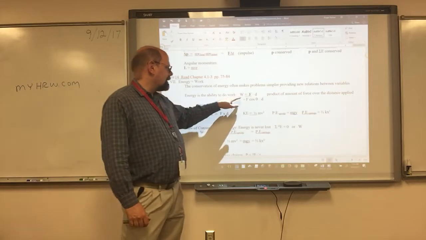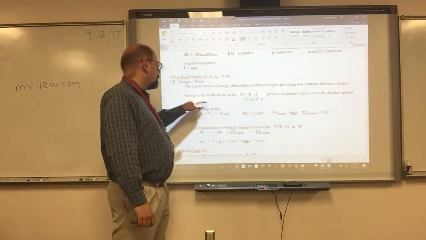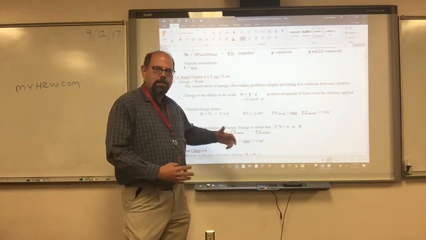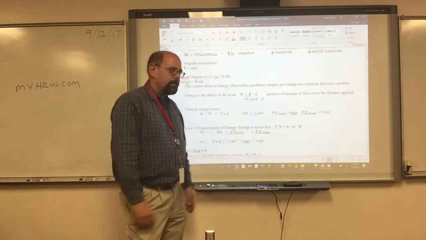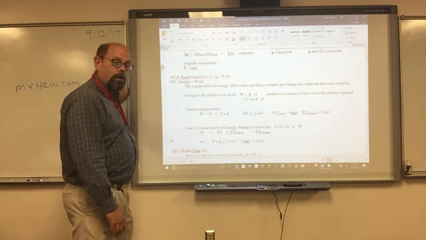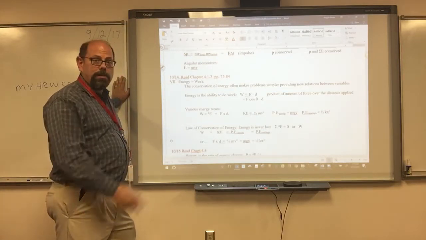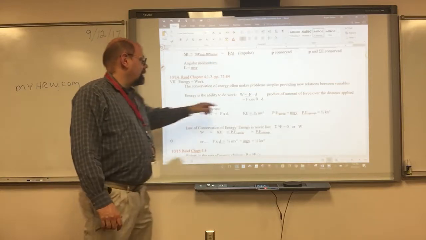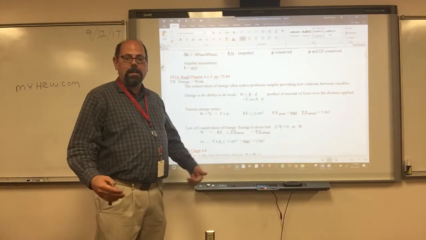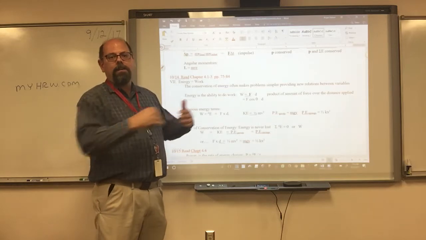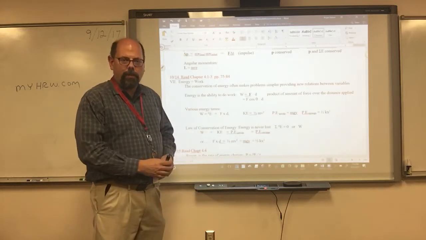Now, work in scientific descriptions is the amount of force that causes some substance to move a distance. Now, I could push on this wall all day long, and I could sweat, and I could burn a lot of calories. But this wall is not going to move. So that distance is still going to be zero. Have I done any work? No. So the way science describes work is how much effect your force has had on moving an object.